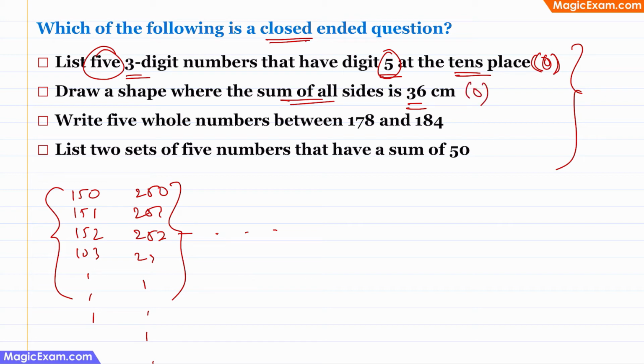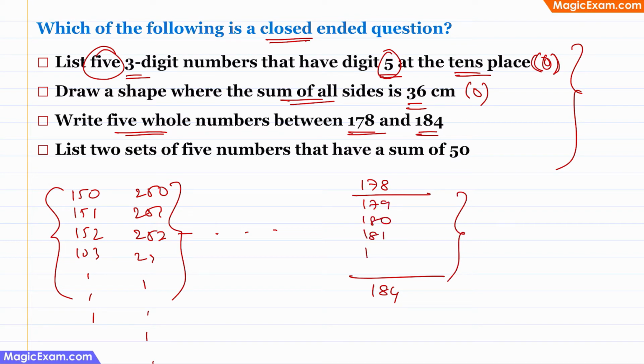Next, write 5 whole numbers between 178 and 184. Now if you look at it, 178 is the lower limit and 184 is the upper limit. So what are the numbers that come between this? 179, 180, 181, 182, 183. So which means that write 5 whole numbers from between 178 to 184. These are the only whole numbers which are there, that is 179 to 183. So this is a close-ended question because there is only one possible answer.